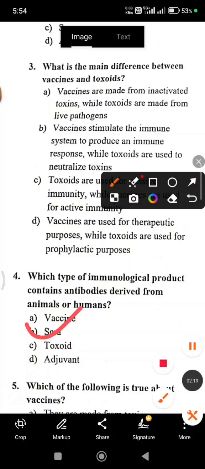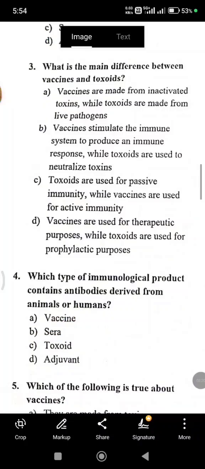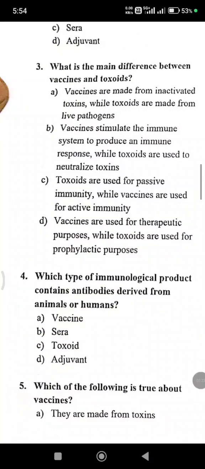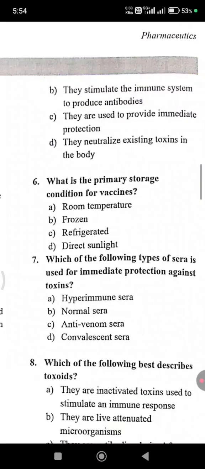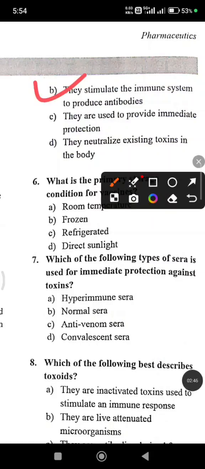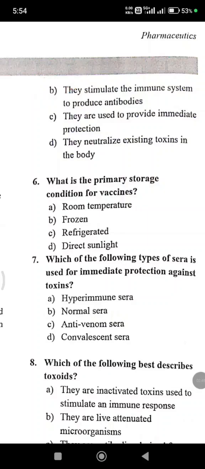Let's go to question number 5. Which of the following is true about vaccines? Option A, they are made from toxins. Option B, they stimulate the immune system to produce antibodies. Option C, they are used to provide immediate protection. Option D, they neutralize exhibited toxin in the body. Option B is the right answer: they stimulate the immune system to produce antibodies.